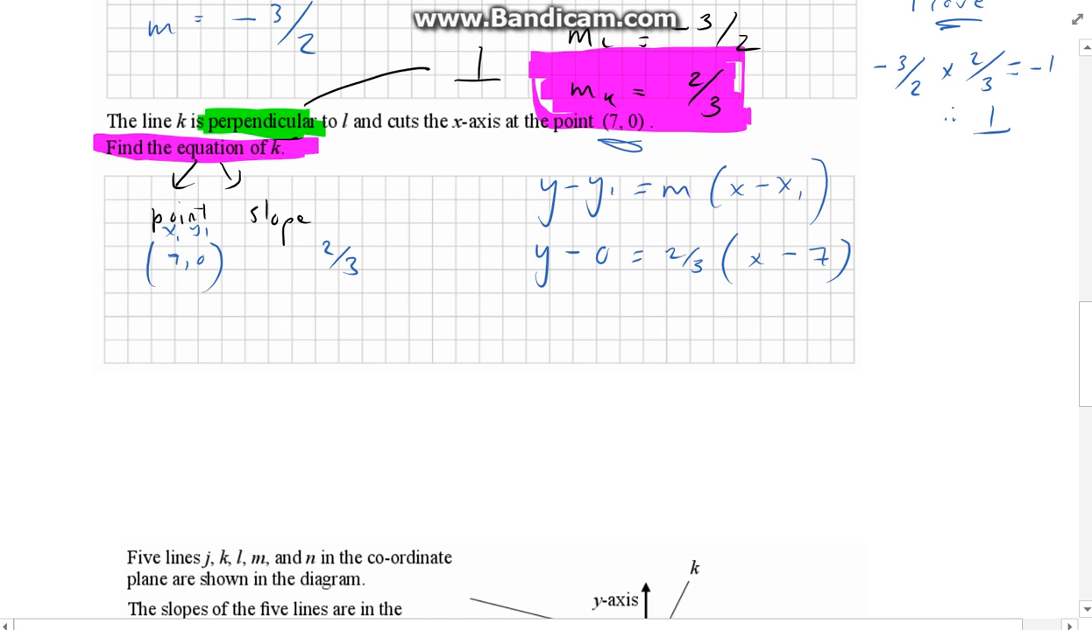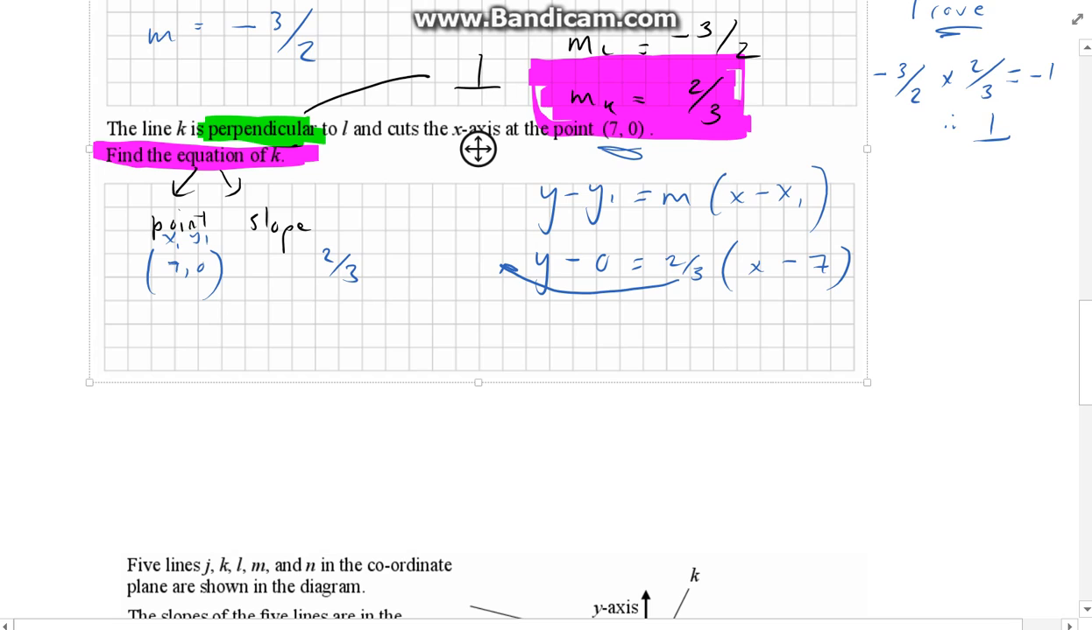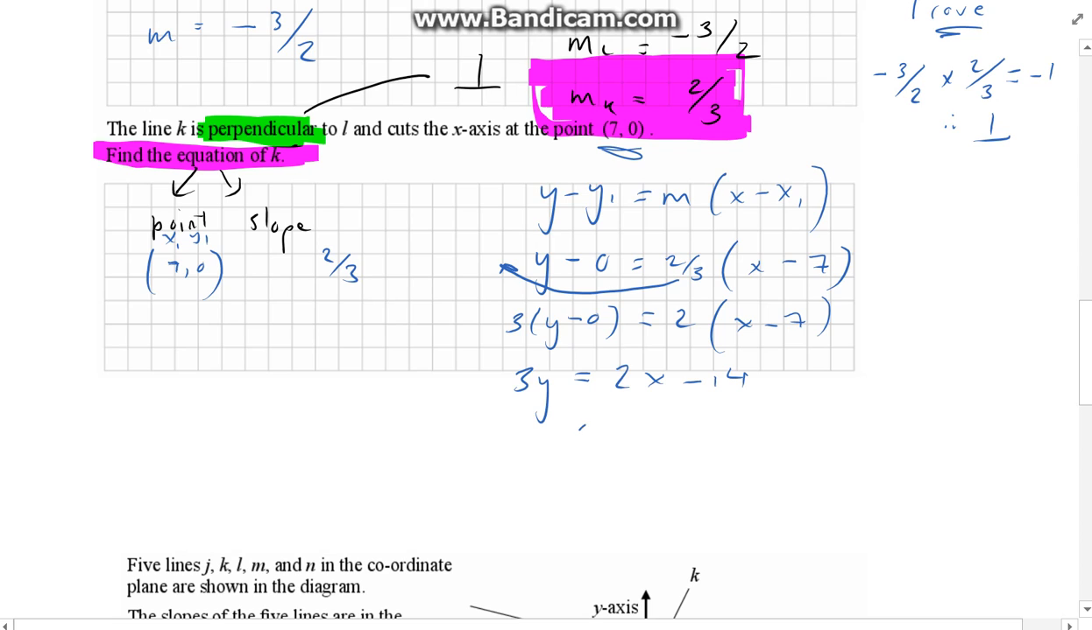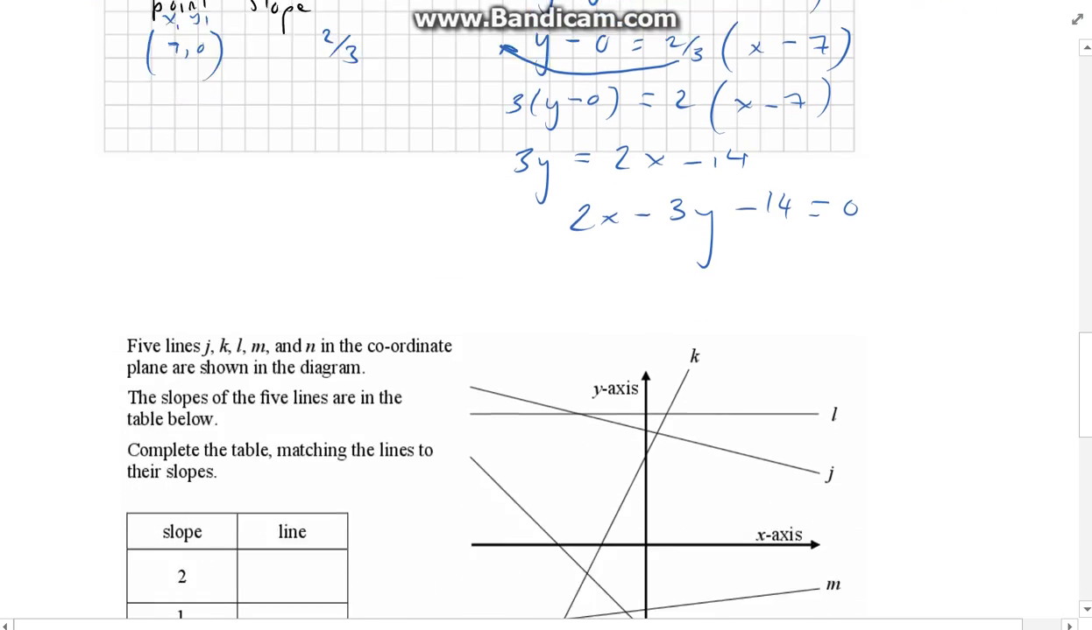This is actually good to see because the video that I made of this didn't show it. The 3 is the divisor, so to get rid of the divisor, we cross it across the equals, so it'll be 3 on y minus 0 equals 2 times x minus 7. So we'll have 3y minus 0, because anything minus 0 just gives you the same, equals 2x minus 14. Get your x and y to the same side, minus 14, and let it all equal 0. That's the equation of your perpendicular line, or your line K.